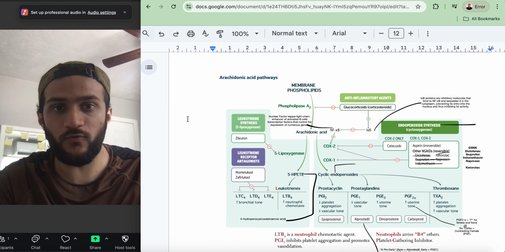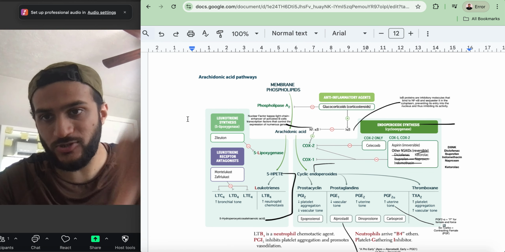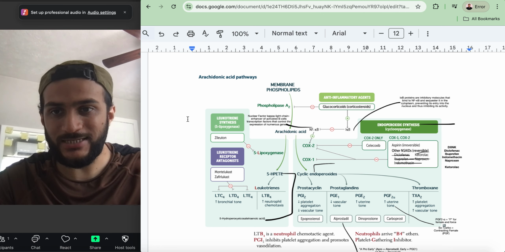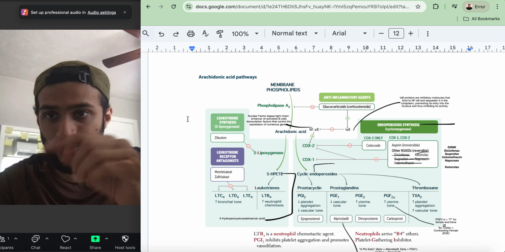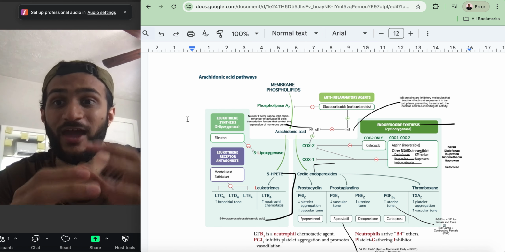For that, we want to start off with the cell membranes. In the membranes, we have these phospholipids which undergo an enzyme called phospholipase, and they make an acid called arachidonic acid. So phospholipase itself can be inhibited by glucocorticoids. Now, I've made a whole video on immunosuppressants, but over there we spoke about glucocorticoids' effect on NF-kappa beta.